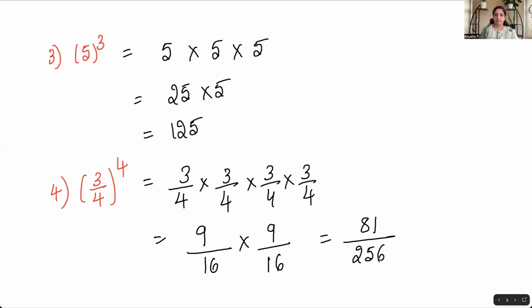Okay. So 3/4 to the power of 4 is, you're writing 3/4 4 times and you have to multiply them. So 3 times 3 is 9, 4 times 4 is 16. Again, 3 times 3 is 9, 4 times 4 is 16. In the last step, you have to do 9 times 9 is 81, and 16 times 16 is 256.